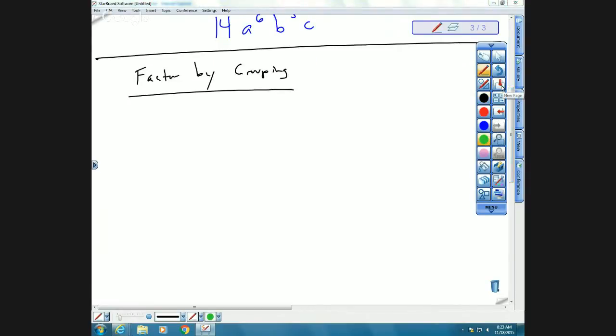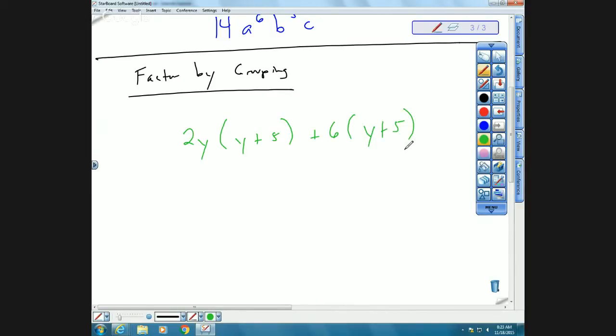So we're going to start with the last step and then kind of work backwards to it. So you end up with a step that looks like this right here. So what is common about this right here? You have the y plus 5 and the y plus 5.